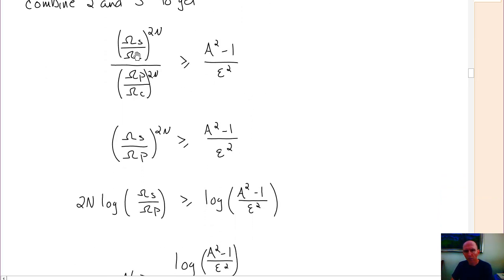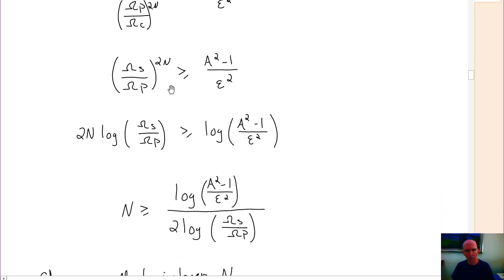And we do that so that we can cancel out one of the unknowns. Omega c is unknown, we cancel that out. And in this equation, the only unknown is n. We know from the specifications omega s and omega p, we know from the specifications a and epsilon. So the only unknown in this equation is n, and so we're going to find the equation for n. And if we simplify it, this is the equation that we get for n.